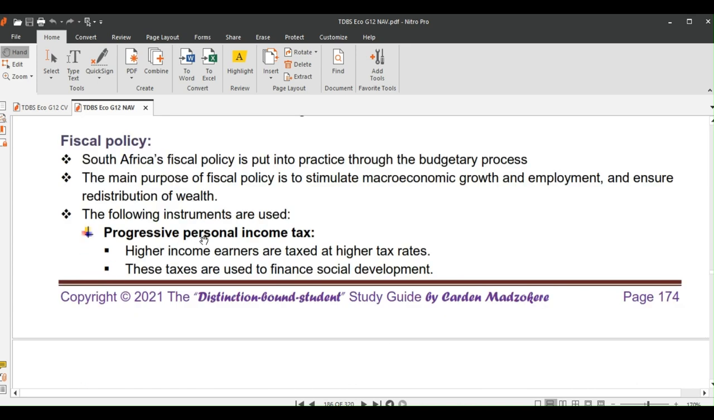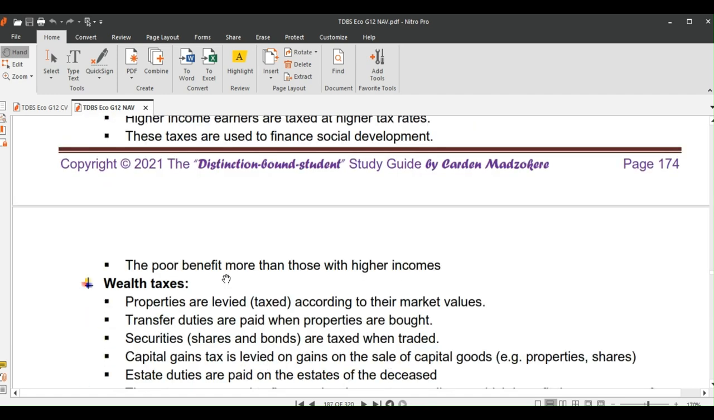I'll start with progressive personal income tax. South Africa uses this system as a redress measure. I'm saying redress because an imbalance was created during apartheid. Remember, redress means correcting imbalances from the past. A progressive tax system is used to bridge the gap between the rich and the poor. It is done by charging high-income earners more tax than low-income earners. These taxes are used to finance social development. The poor benefit more than those with higher incomes, and that helps to bridge the gap between the two.